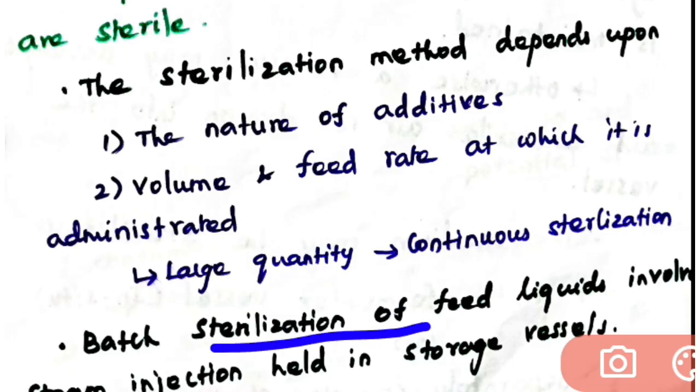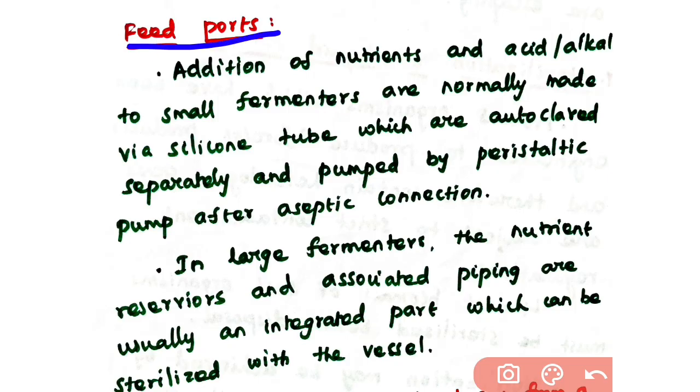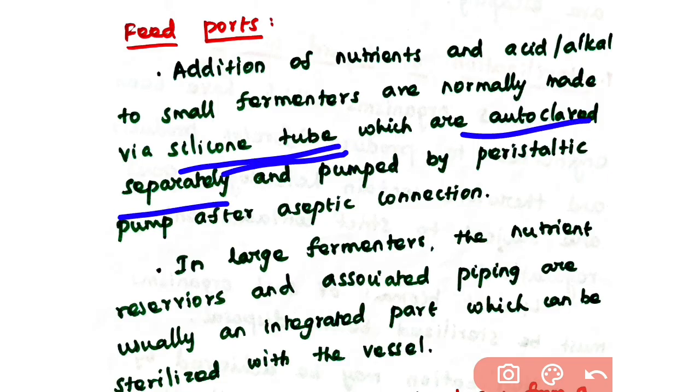Then batch sterilization of feed liquids involves steam injection, hold and storage vessels. The next one is sterilization of feed port. Addition of nutrients, acid or alkali to a small fermenter is normally made by silicon tube. Through the silicon tube you add your additives, that is your nutrients or acid or alkali, to a small fermenter.